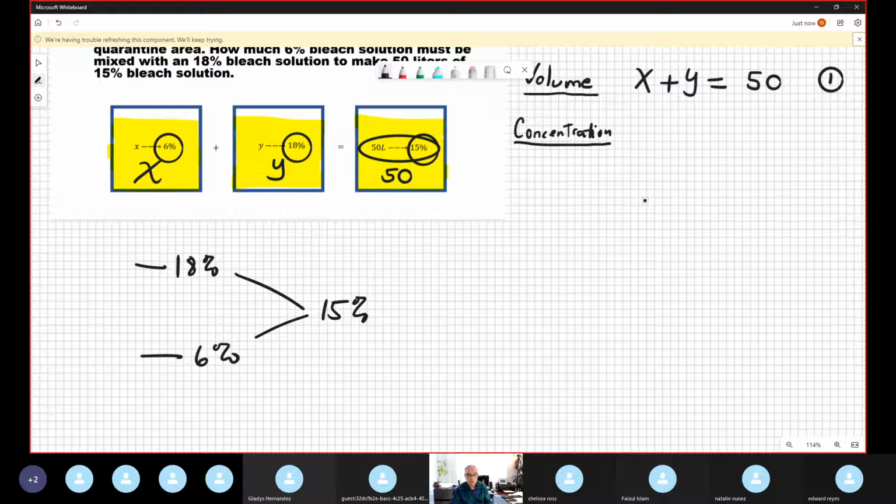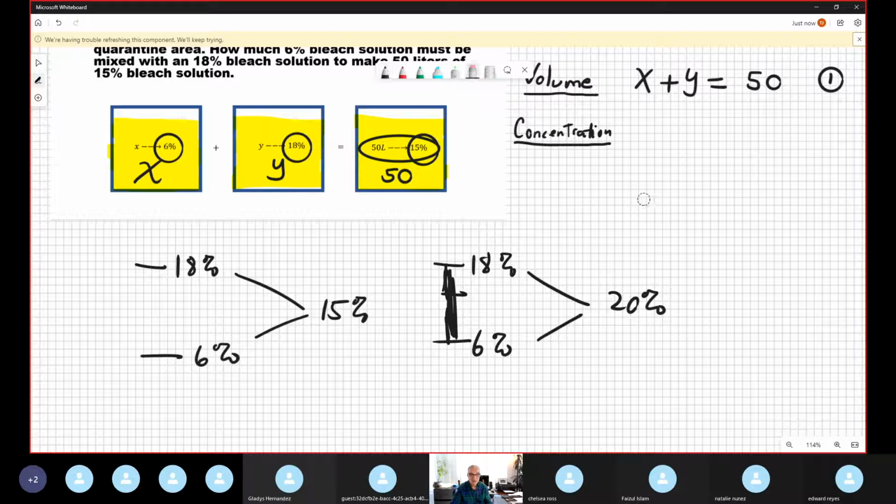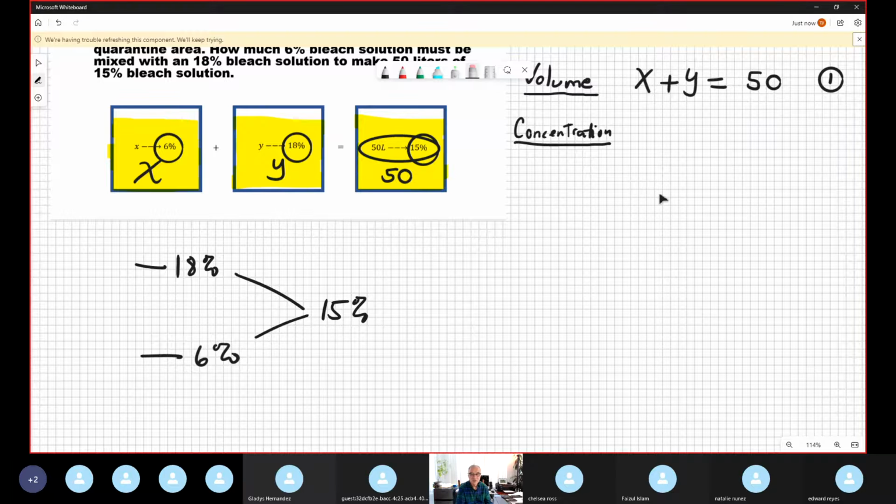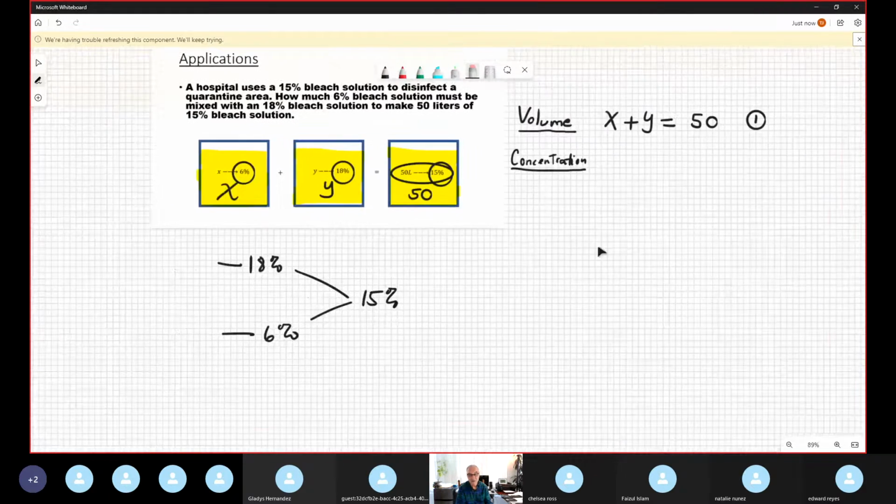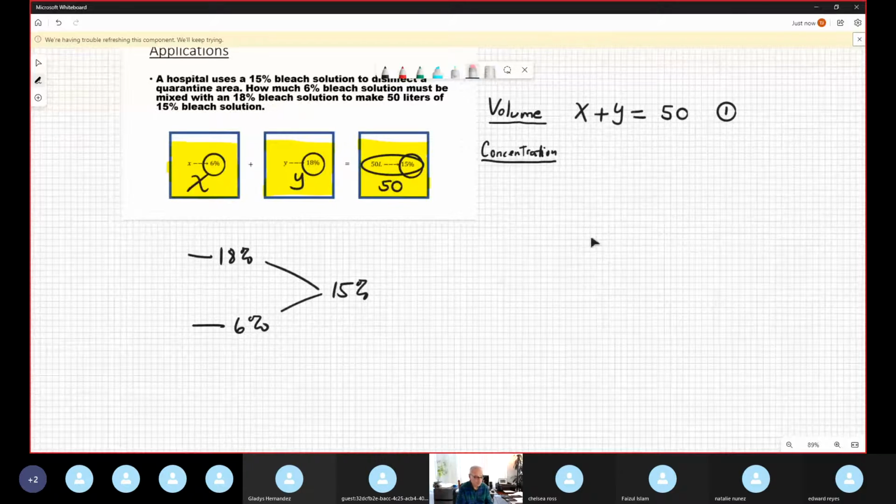Okay, for example, one stupid problem is you have 18% and 6% and you want to put them together to get 20%. This is totally illogical because, according to the proportion you mix, you get an intermediate value between 18 and 6. Makes sense, right? Makes sense or no? Come on, communication. Answer me. Yes. Yes.